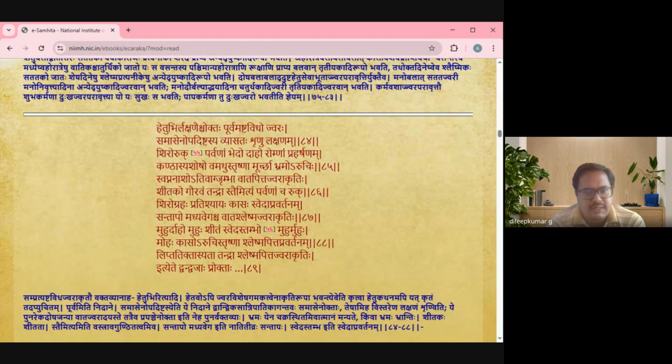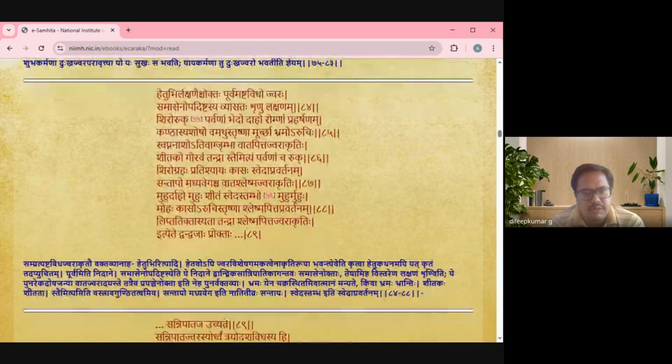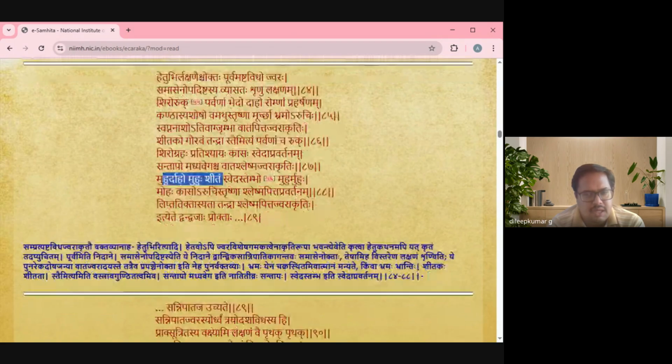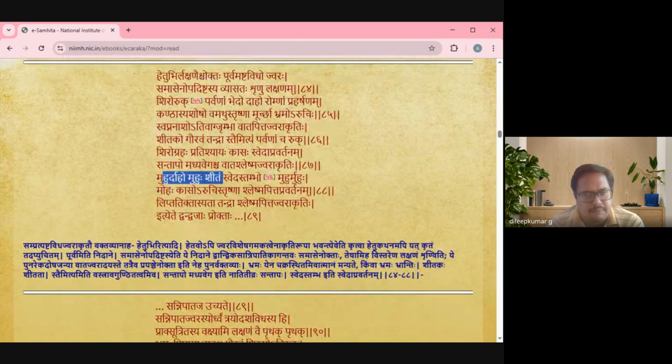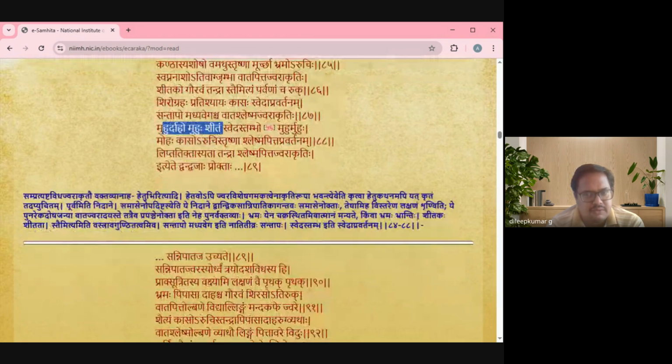Next, Dvandvaja Jwaras have been described. Among them, Shleshma Pitta Jwara is important because of Lipta Tiktasyata, Muhurdaha Muhurshitam, because of Shleshma Pitta. Sometimes Daha, sometimes Shita. Sudden fluctuation will be there in Shleshma Pitta Jwara.